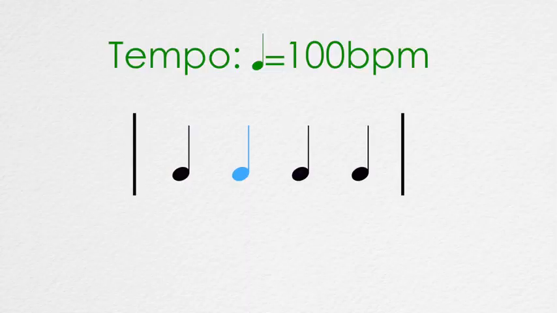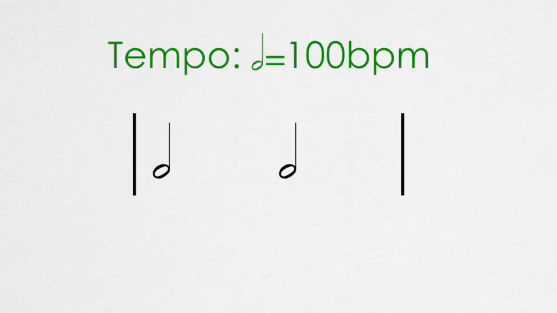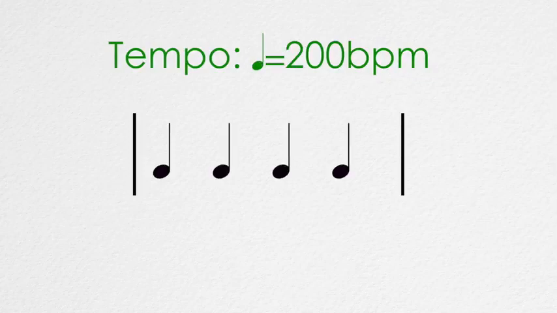For example, 100 beats per minute, 100 BPM would be counted as such. A quarter note every time the metronome triggers. This is not always the case. If the tempo was 100 beats per minute, with a half note getting the beat, it would sound like this. Alternatively, that could be notated as 200 beats per minute, where the quarter note gets the beat.